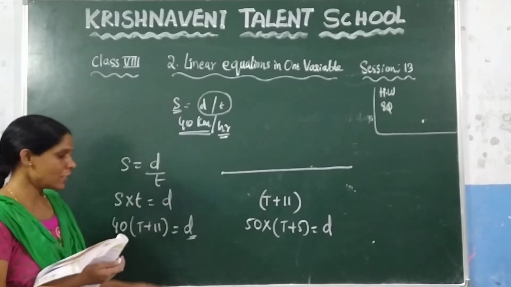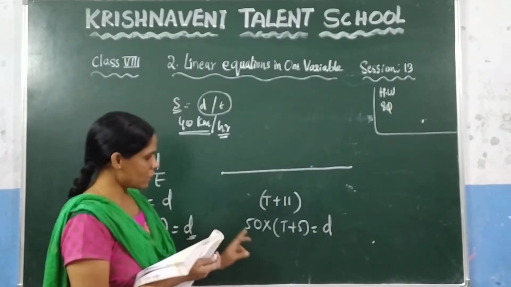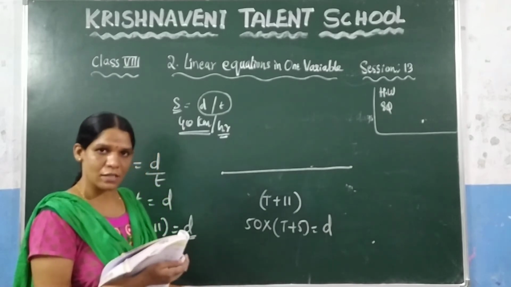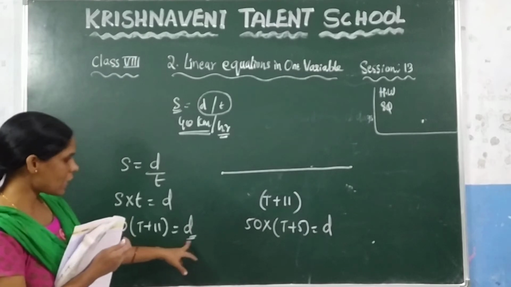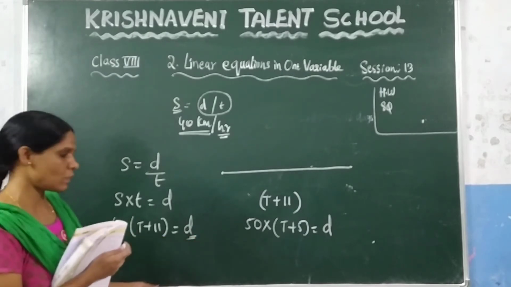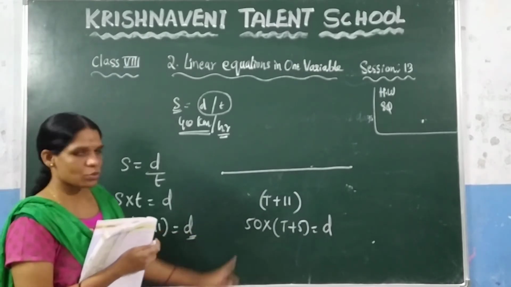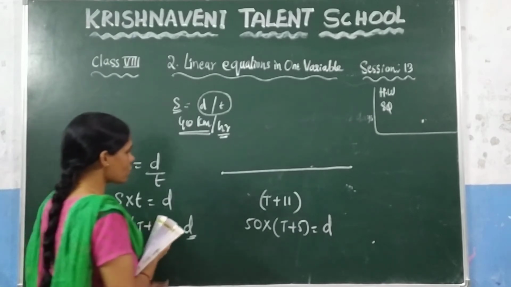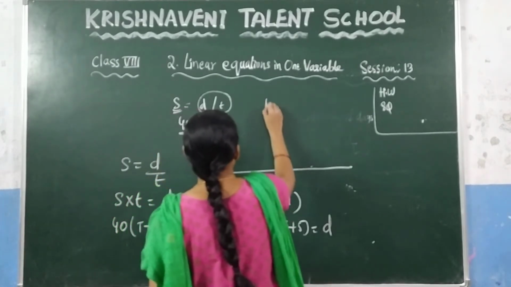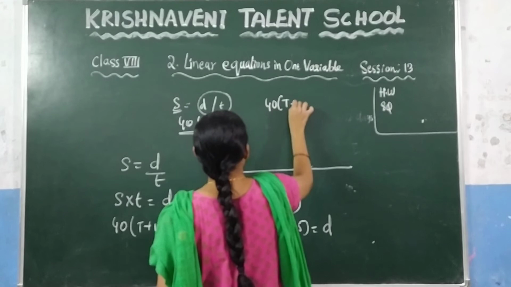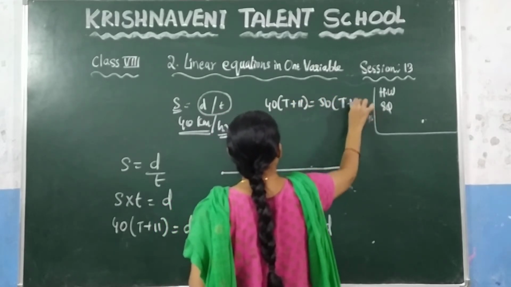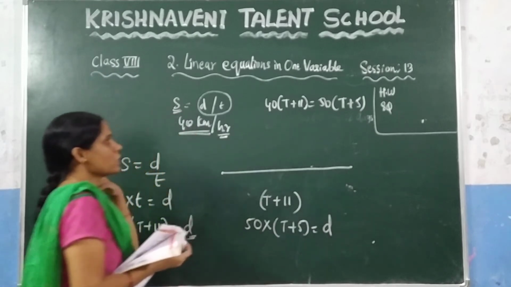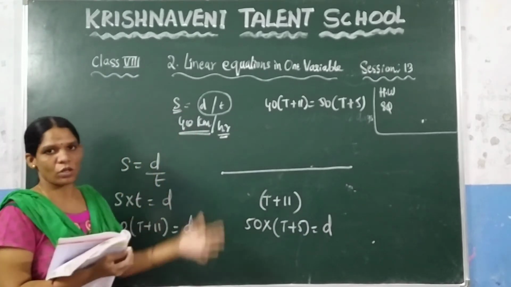Since in this condition and in this condition the distances are the same, you can equate these two values. Here you can observe that the RHS parts are the same, the distance is the same. So after equating these two values, what you will get is 40 into (t plus 11) is equal to 50 into (t plus 5). Now from this equation you can calculate the value of t.